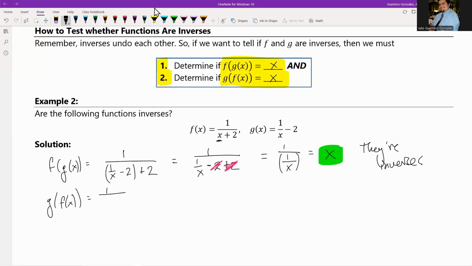1 over, this all has to go into my x, right? So it's going to be 1 over x plus 2 on the bottom, minus 2. If you do this, the 1 over this is going to be equal to x plus 2 minus 2. The parentheses sort of don't matter, and we have the thing again, minus 2 plus 2. Those cancel, you get left with x. Done.